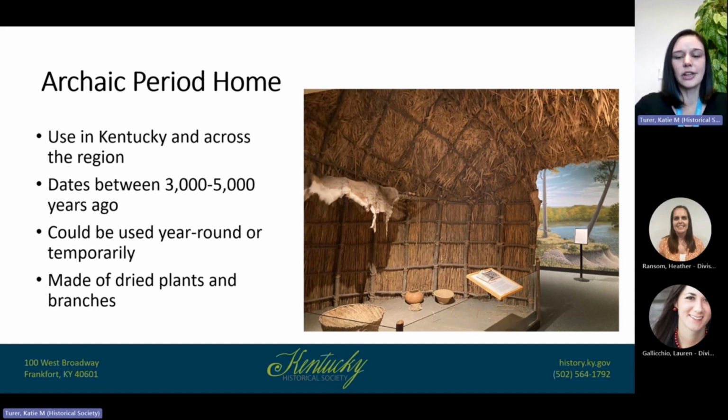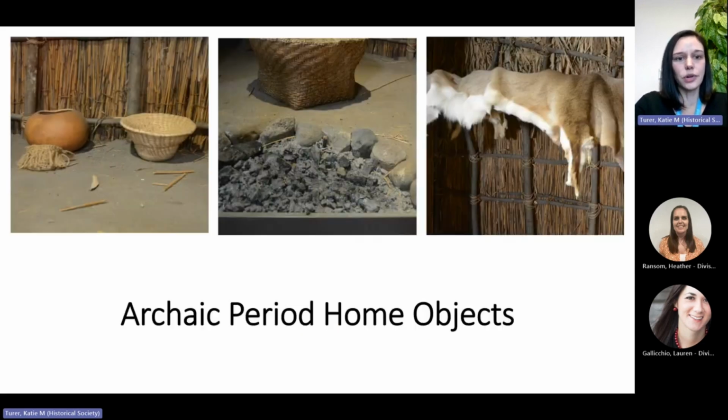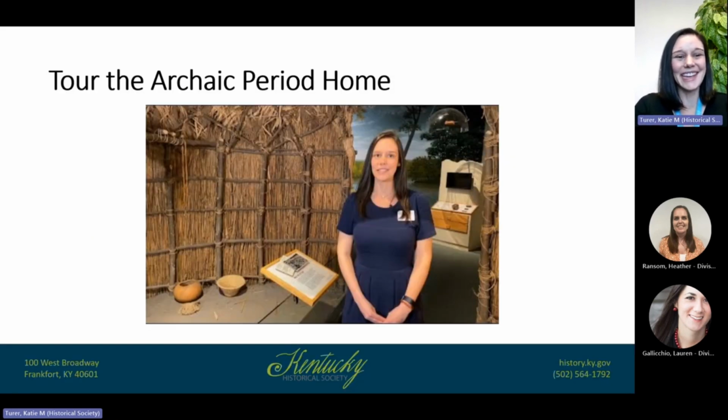And for this one in particular, I also have a short tour. Oh, I'll get there in a second. Sorry about that. Here are some up-close pictures of what the objects in the house look like. So you can see baskets, a hollowed-out gourd. There's also the fire pit, which would have provided light and warmth, and a cooking location. And we also have an animal fur. And then up next is the tour of the archaic period house. So we'll take a second to watch this video, hopefully.